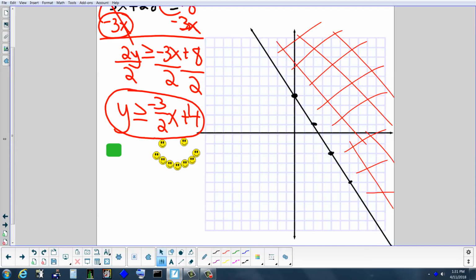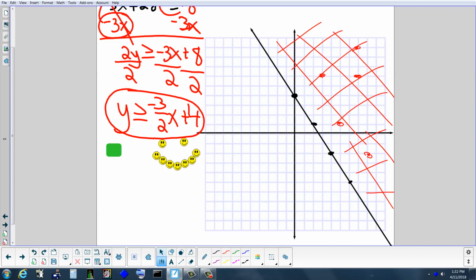Okay, so just as a reminder, what that shading means: if you pick a point, like let's say you pick a point here, here, here, over there, you can pick a point anywhere in that shaded area, and it will make this true. If you pick a point over here, nope, it would be false. Okay. All right. So the last one.